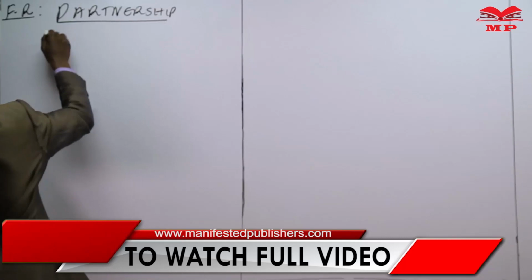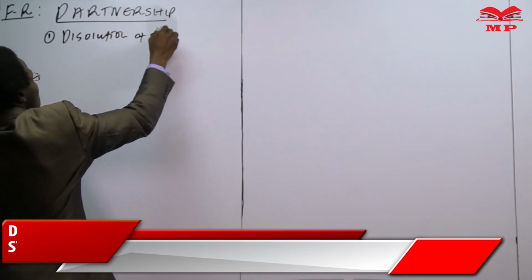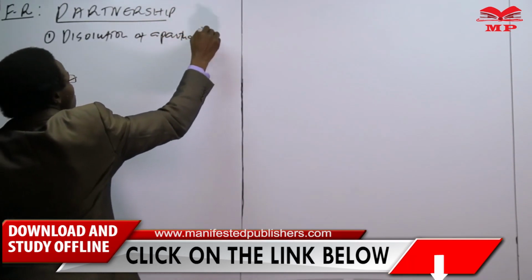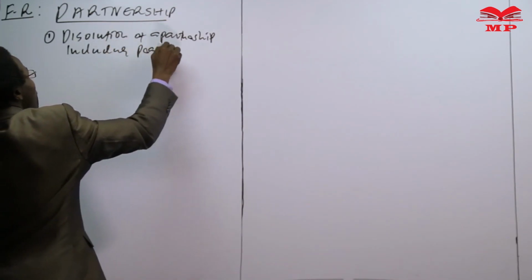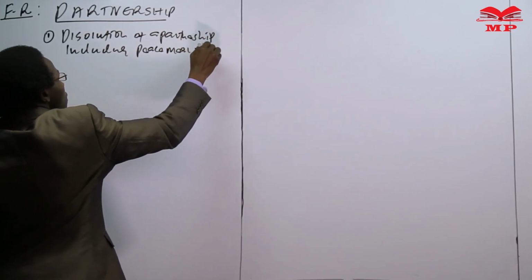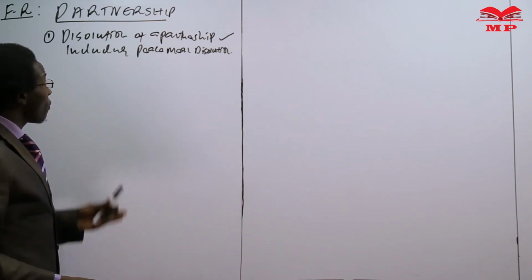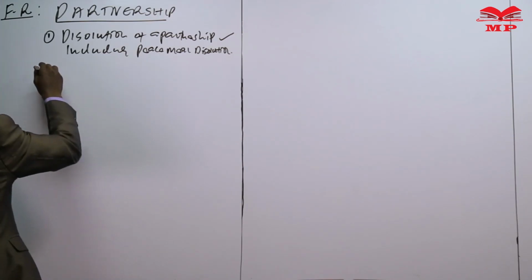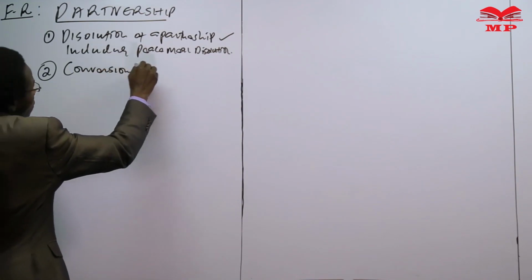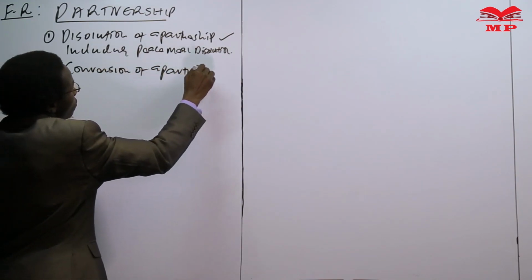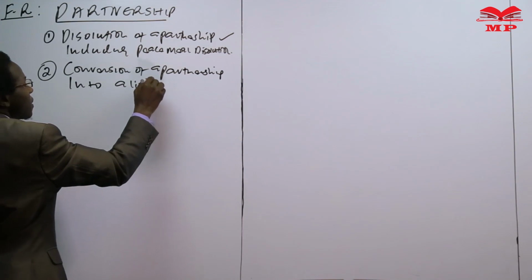So there are two items. One, there is dissolution of a partnership, including piecemeal dissolution. Last time we looked at dissolution of partnership, including a piecemeal dissolution. And two, there is conversion of a partnership into a limited company.